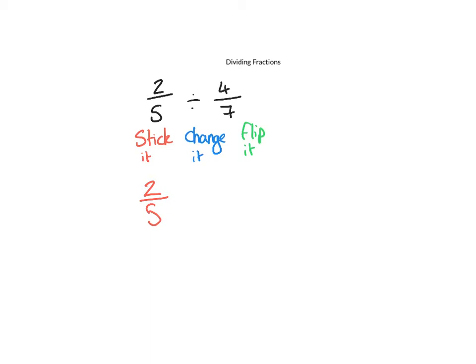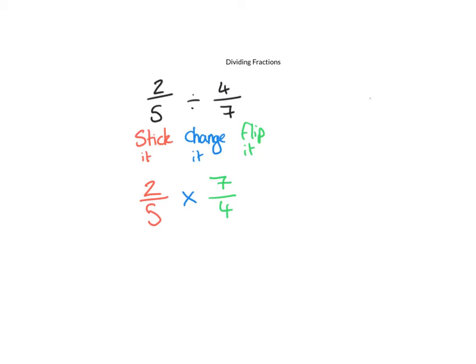Change it. We're going to change that divide. Now what's the opposite to a divide? It's a times. So divide changes to a times. And then flip it. We're going to flip this fraction over so the top becomes the bottom and the bottom becomes the top. So it goes to 7 over 4.